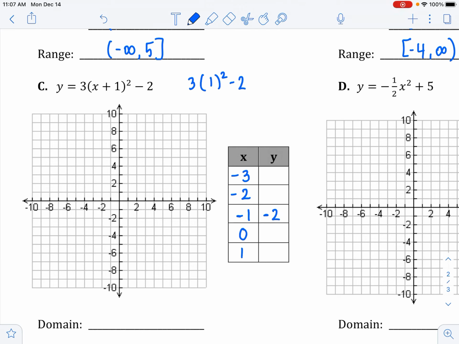0 plus 1 is 1. So notice I'm not just putting 0 there. I'm plugging in 0 here. All right, 1 squared is 1. 3 times 1 is 3. Minus 2 is 1.